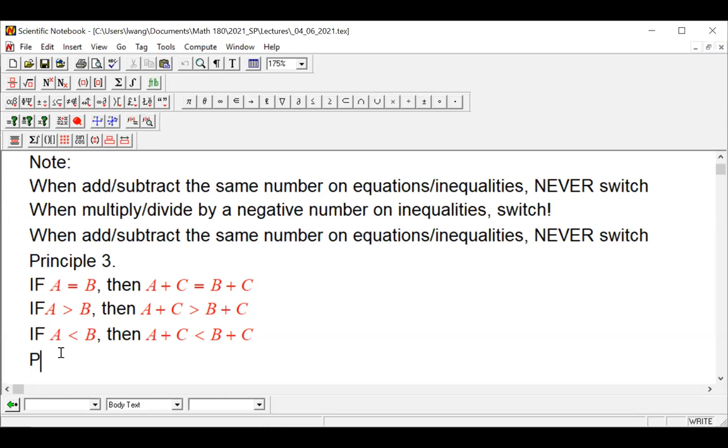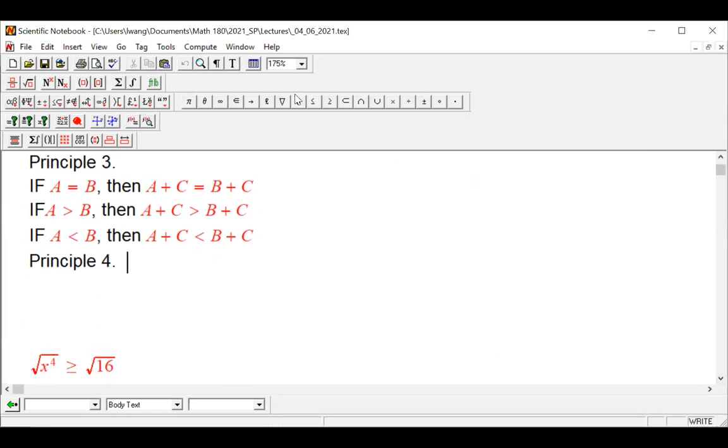Now, principle number 4. Can anybody tell me what principle number 4 is? If A is the same as B, then AC is the same as BC, provided that C is not 0. Then you say this is about equations. That's true. That's about equations. Okay, this is about if statements, right? We're all talking about if statements.